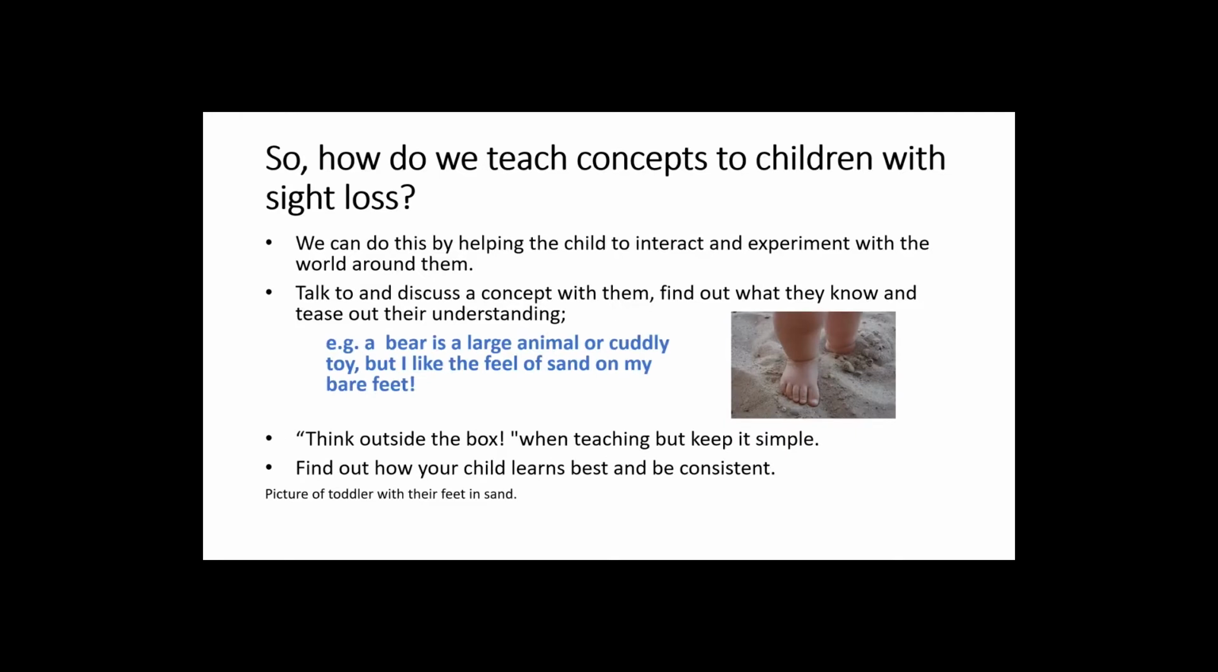So, how do we teach concepts to children with sight loss? We can do this by helping the child learn to interact and experiment with the world around them. Talk to and discuss a concept with them. Find out what they know and tease out their understanding. For example, bear is a large animal or cuddly toy, but I like the feeling of sand on my bare feet. Think outside the box when teaching, but keep it simple for children. Find out how your child learns best and be consistent. There is a picture of a child's feet in sand.